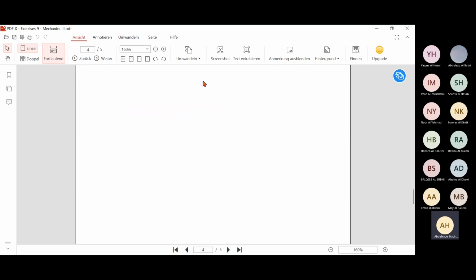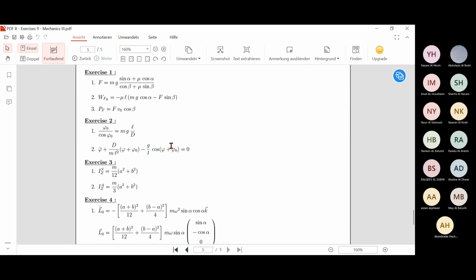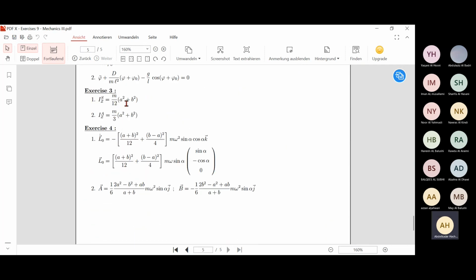And as I said, here you can see the value as in the lecture, m divided by 12, times a square plus b square. And when you shift with Steiner, you find the ratio is 1 over 3 instead of 1 over 12. Okay.